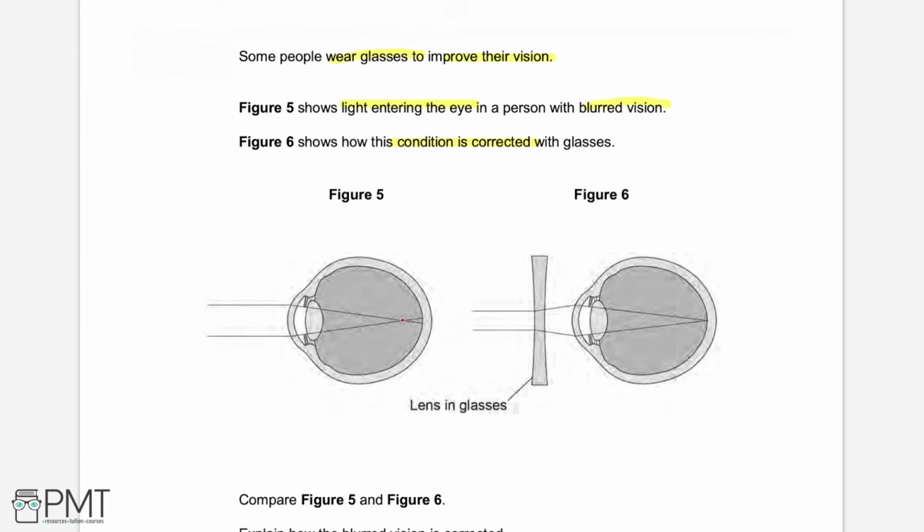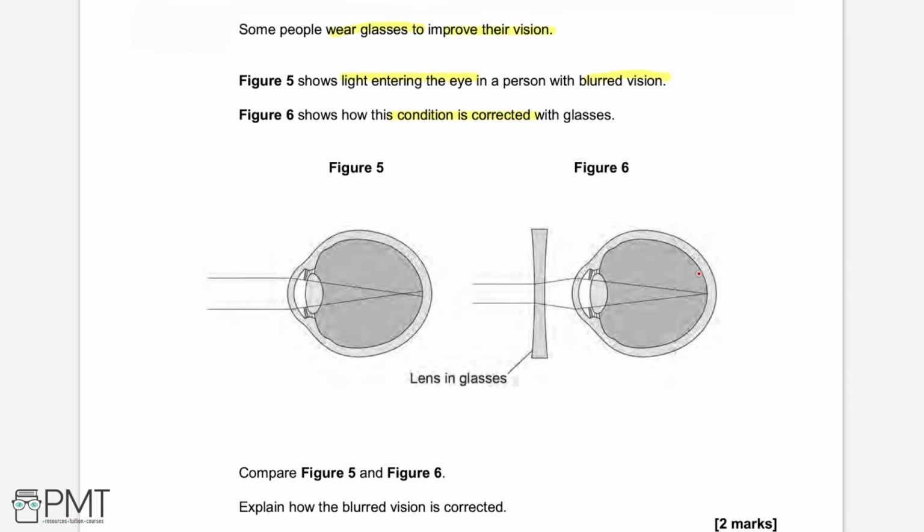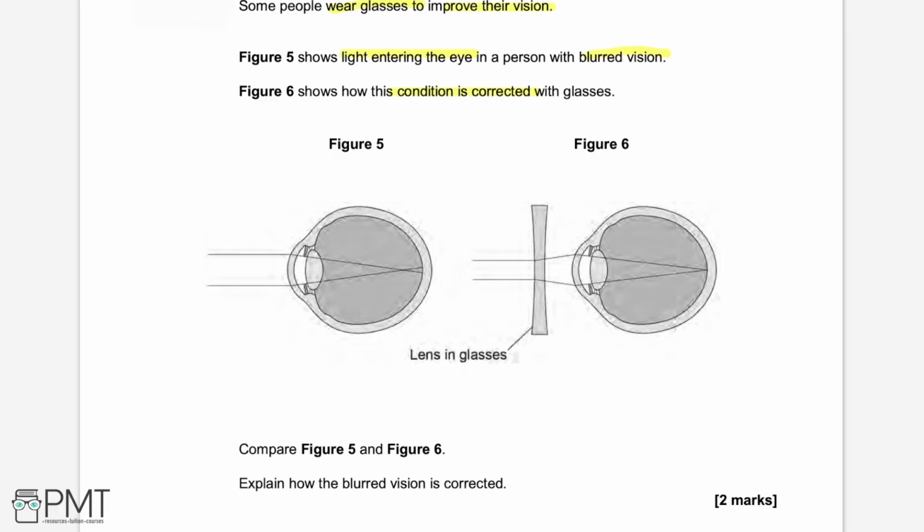Well, as you can see with the rays of light in figure 5, they focus, seen by them crossing over, before the retina. Now the retina is the back of the eye, and it's what is sensitive to light. Light must focus exactly on this retina for a clear image to be seen. This is what happens in figure 6, and as we can see, the lens in the glasses bends the light so that eventually the light focuses on the retina. The question asks us to compare figure 5 and 6 and explain how the blurred vision is corrected.